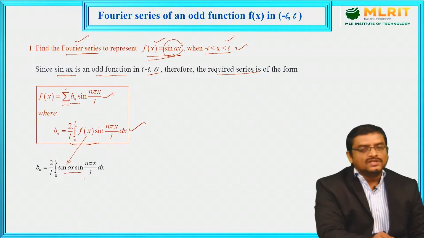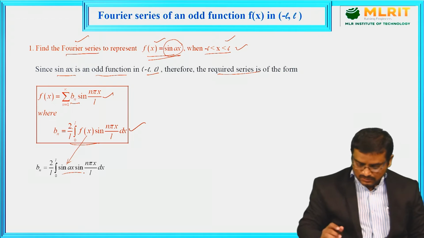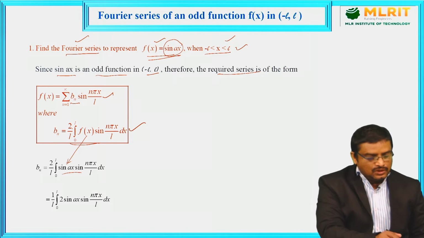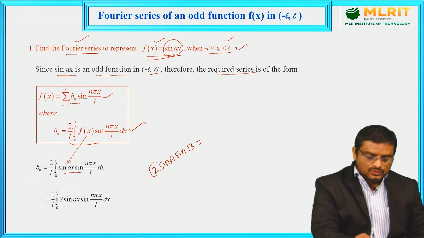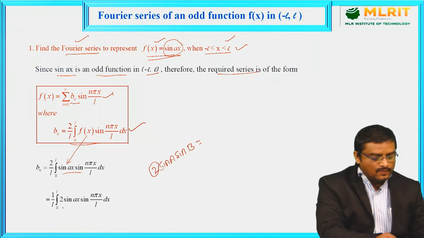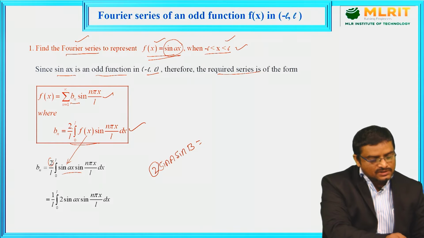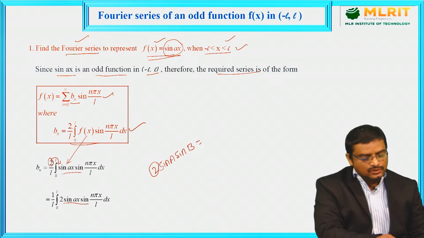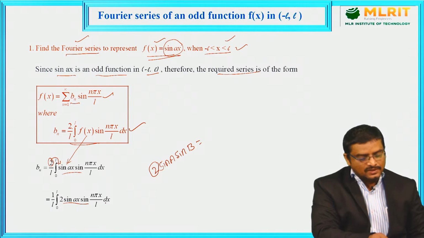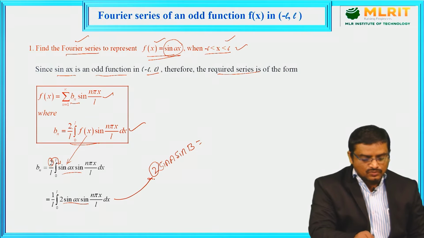Now if you observe the function inside the integration, it is of the form sin a into sin b. So we have the formula 2 sin a sin b. I want to multiply the numerator and denominator with 2. Already 2 is there outside, so bring this 2 inside the integration. It becomes 2 into sin ax into sin n pi x by L into dx. This is suitable for the formula.